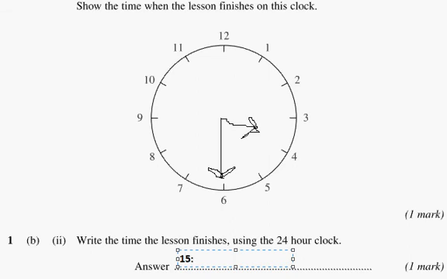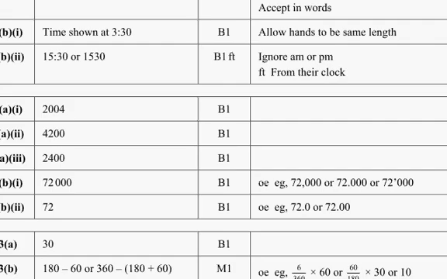We remember to put in our colon. The minutes stay the same. 30 minutes have still passed in this hour, and we don't write PM. We don't need to, because 15 lets us know that this is in the afternoon, not at night. Let's check the mark scheme to see if the correct answer is 15:30.